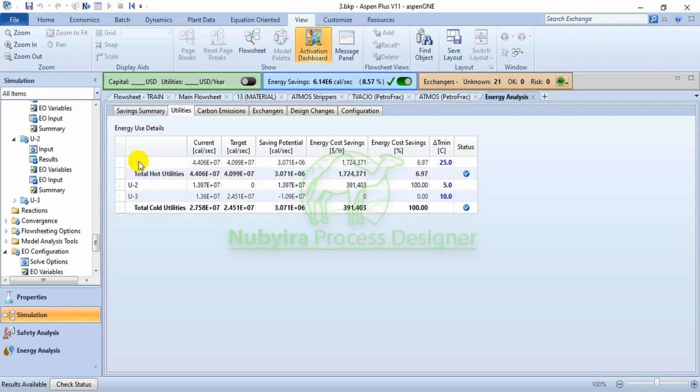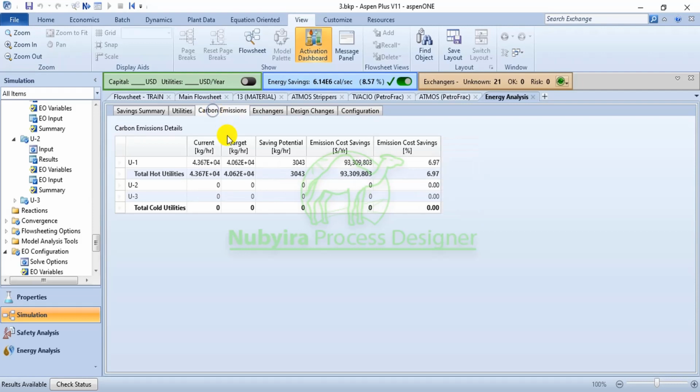Then we have the hot utility, which is the fire heater, and you can see the cost of it. And this is the amount that can be saved for the water, 100%, you understand, and the minimum temperature driving force for each of the utilities. Then we have the carbon emission. You don't have carbon emission for water and air. We only have it for the fire heater as a result of burning natural gas, you understand.